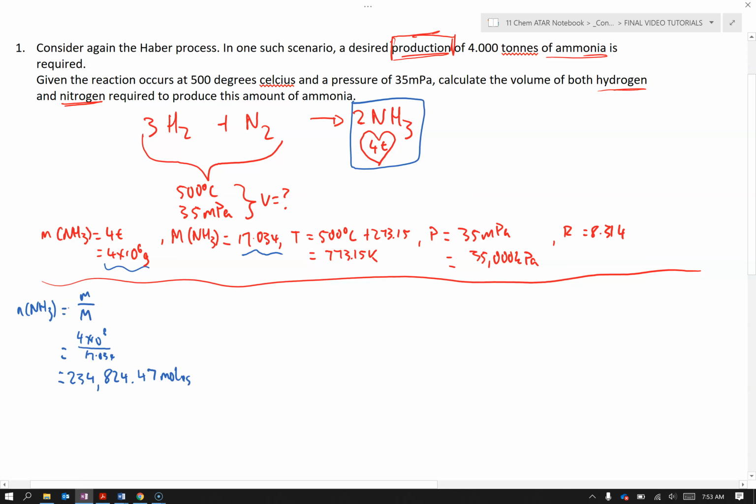Now, we've got a number of moles of ammonia, and we've got to calculate a volume of both hydrogen and nitrogen. So we've got to go from here to here. Now, of course, that means we need to do our stoich. So I'm going to say that my number of moles of N2 is therefore 1 on 2 times the number of moles of NH3. Use the calculator to do that. I'm not going to bother rewriting that number because that's a considerable amount of work for me.